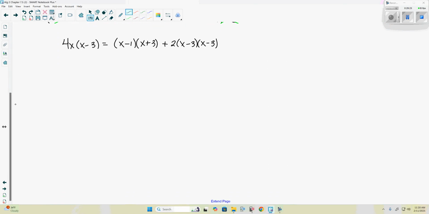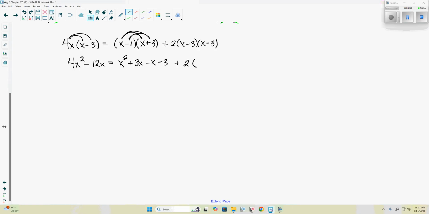Let's do some simplifying here. We can distribute the 4x. 4x times x is going to be 4x squared. 4x times negative 3 is going to be negative 12x. Here we can distribute x squared plus 3x. Negative 1 times x is negative x. And negative 1 times 3 is negative 3.